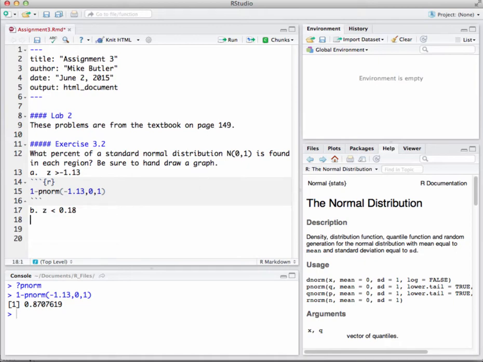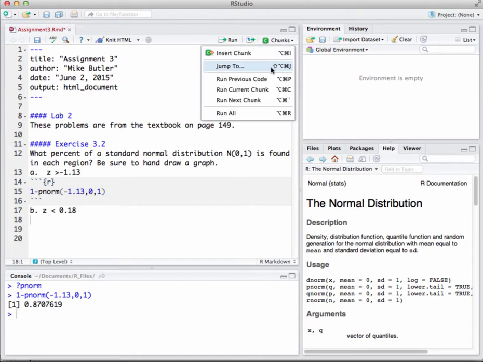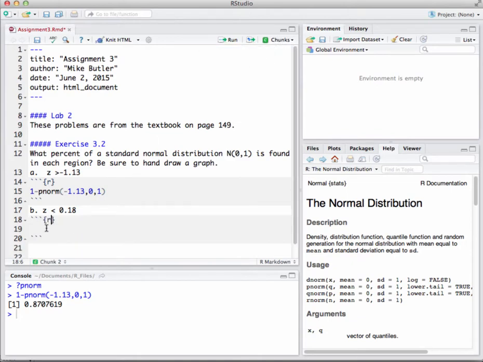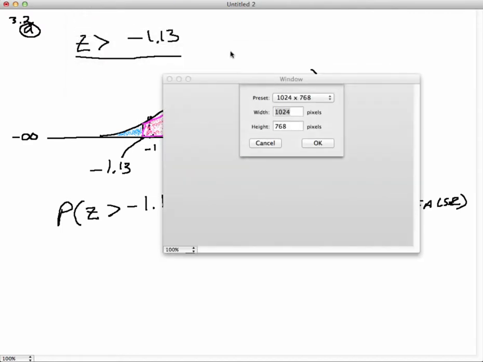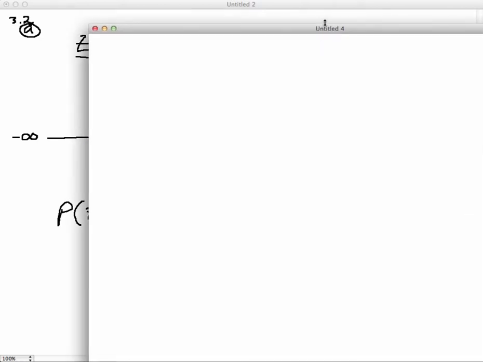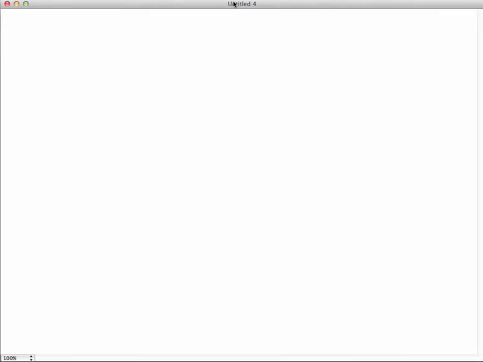Okay, so we're going to be inserting an R chunk, so I'll just go ahead and do that and leave it waiting for us. And then we're going to go back over to the whiteboard real quick and do our drawing, all right? So back over to the whiteboard. In part B, we got to draw that, okay? So let's go ahead. I'm going to open up a fresh whiteboard here. Okay, great. So we've got a fresh one here. This is 3.2 part B, okay?